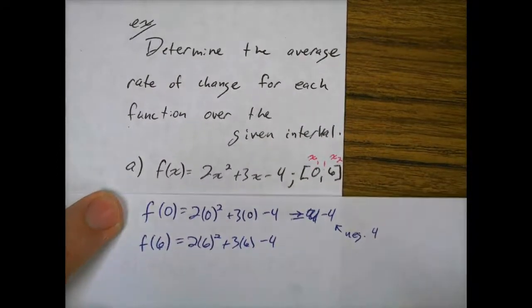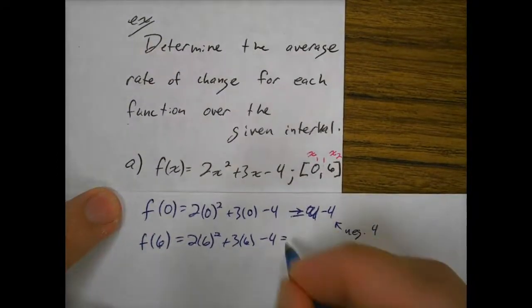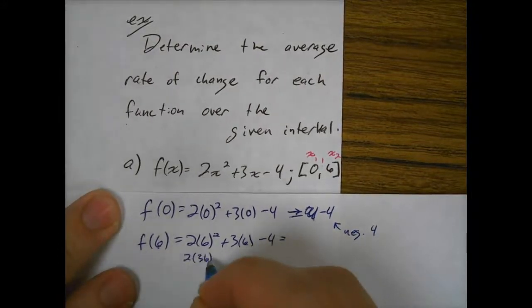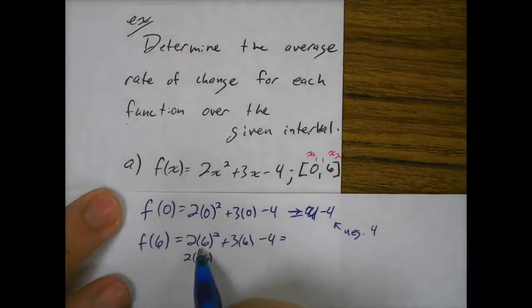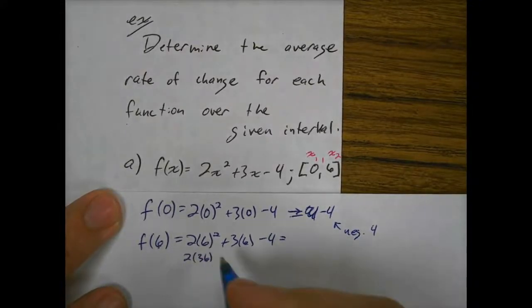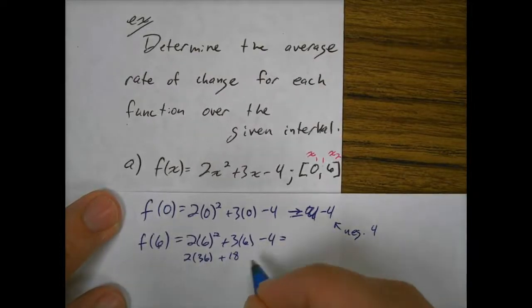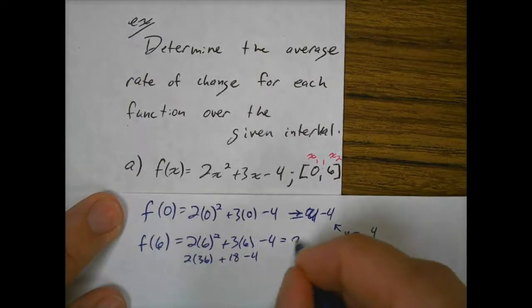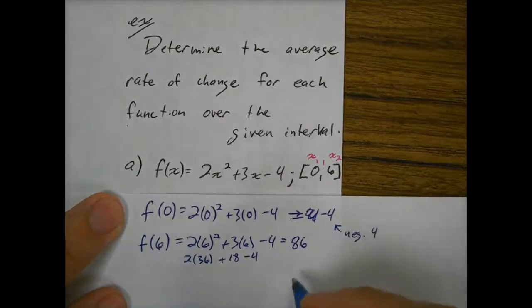I'm sorry. All right. So yeah, 2 times 6 squared. Remember, this is 2 times 36. Do not do 12 squared. All right. Squared. PEMDAS. Do the exponent first. So that's 72 plus 18 minus 4. So 72 plus 18, I do believe, is 90. Minus 4 is 86.